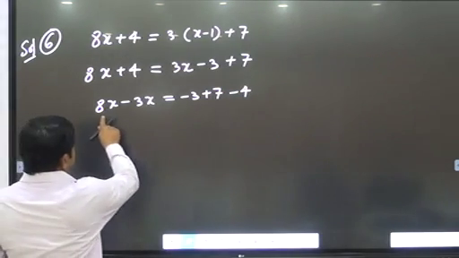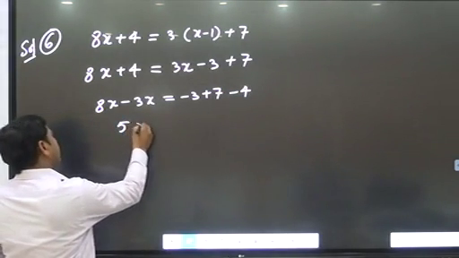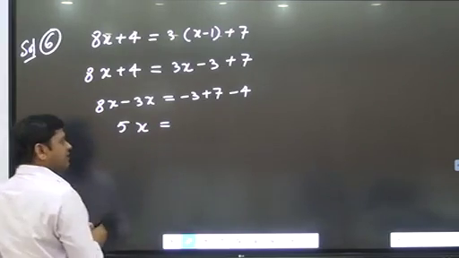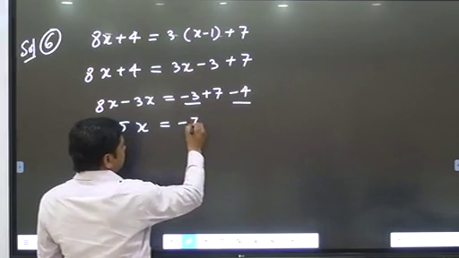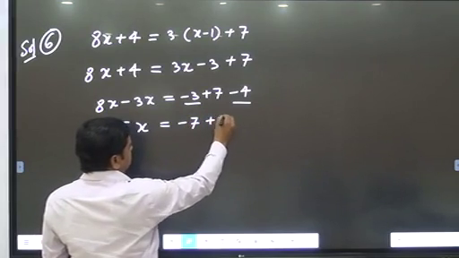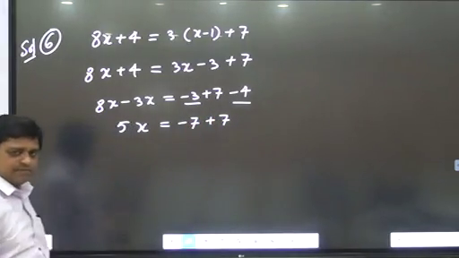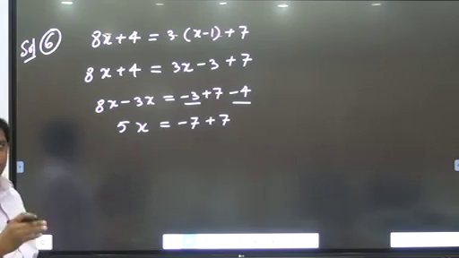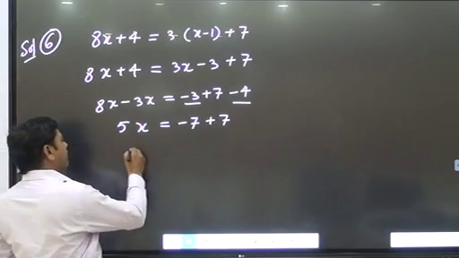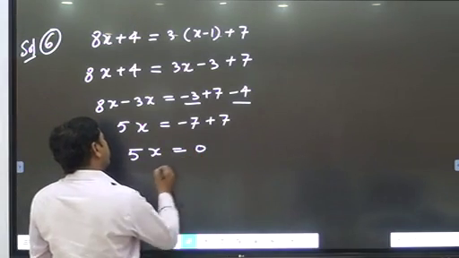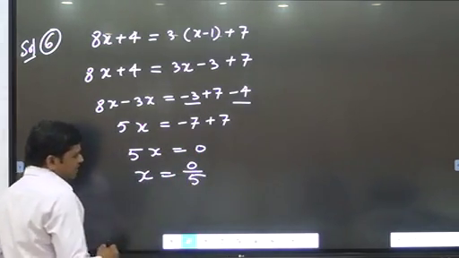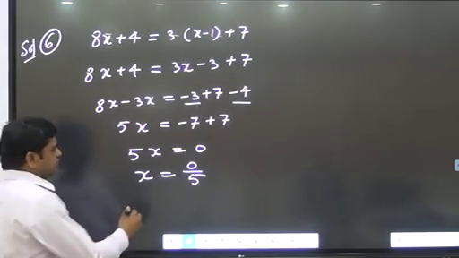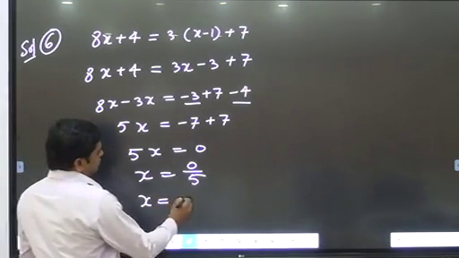So 8x minus 3x is 5x, and we see minus 3 minus 4 is minus 7, and plus 7. You know very well, minus 7 plus 7 is always equal to 0. So 5x equal to 0, and x must be equal to 0 upon 5, and whenever you divide 0 by any number we always get 0. So x equal to 0.